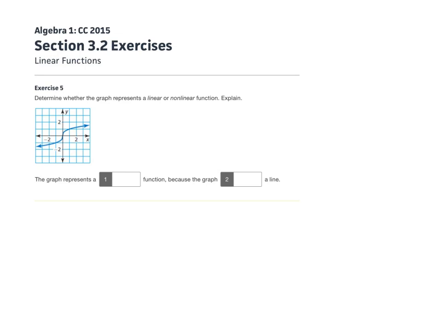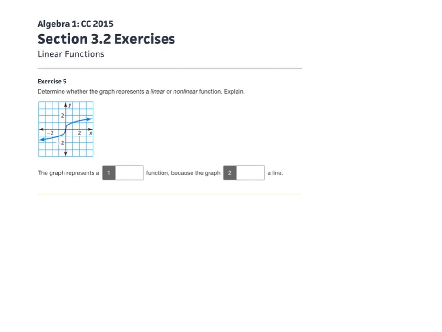Determine whether the graph represents a linear or nonlinear function. The graph represents a nonlinear function because the graph is not a line. A linear function means that it's a line, and we know that lines have to be perfectly straight. This one's got a curve in it, so it's nonlinear.